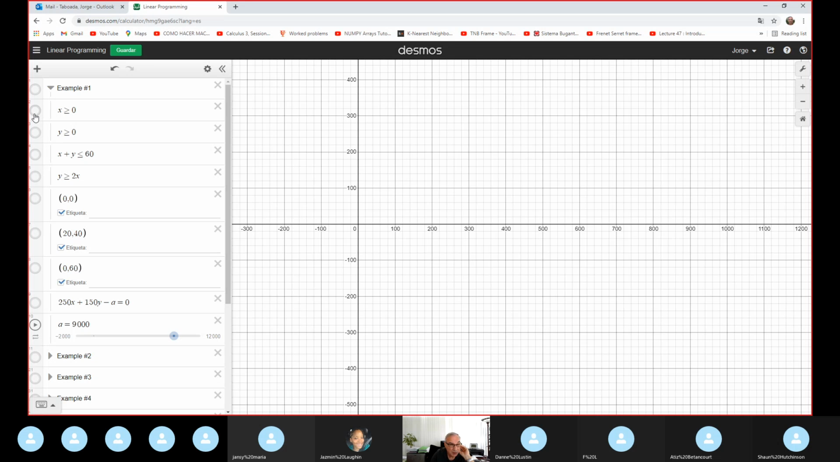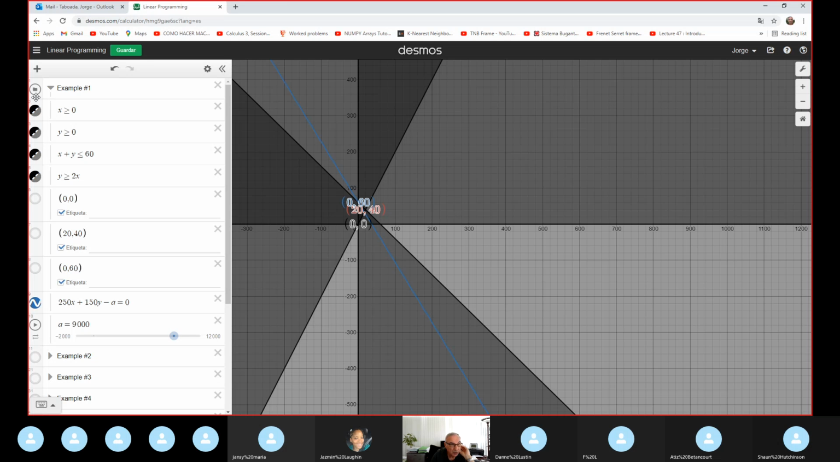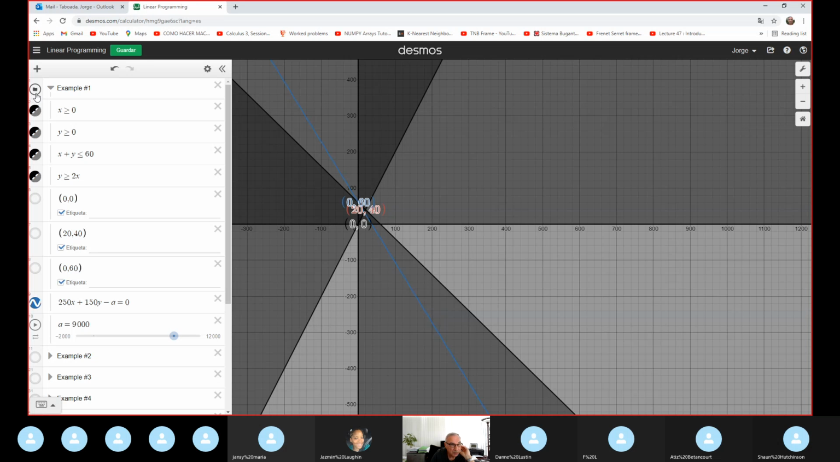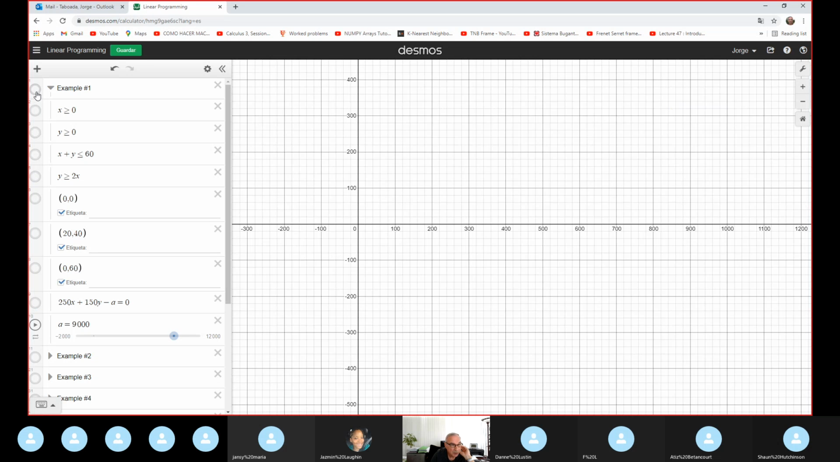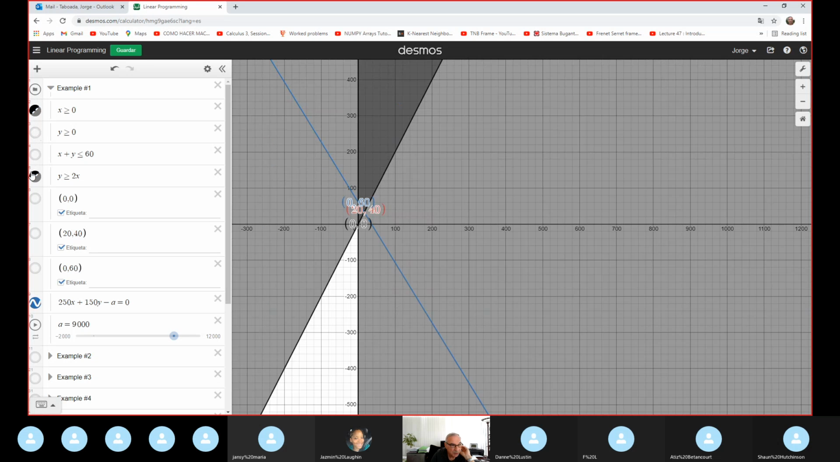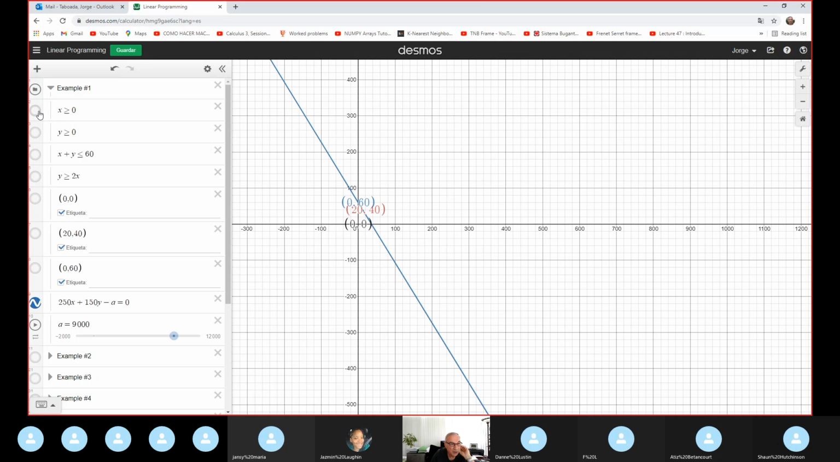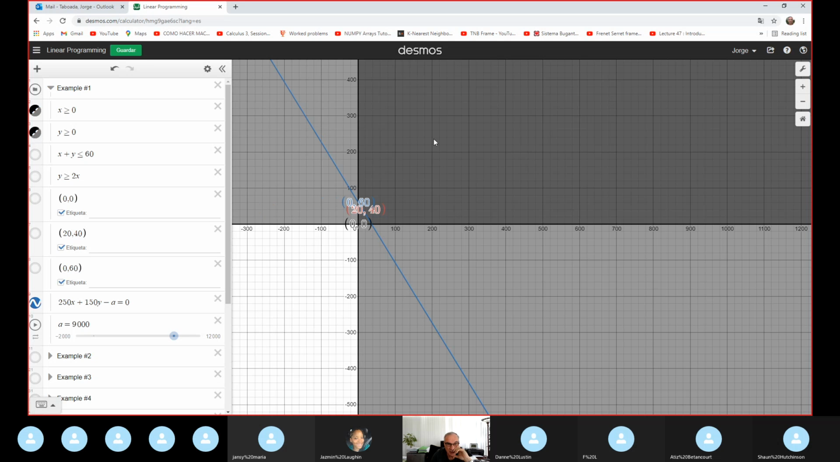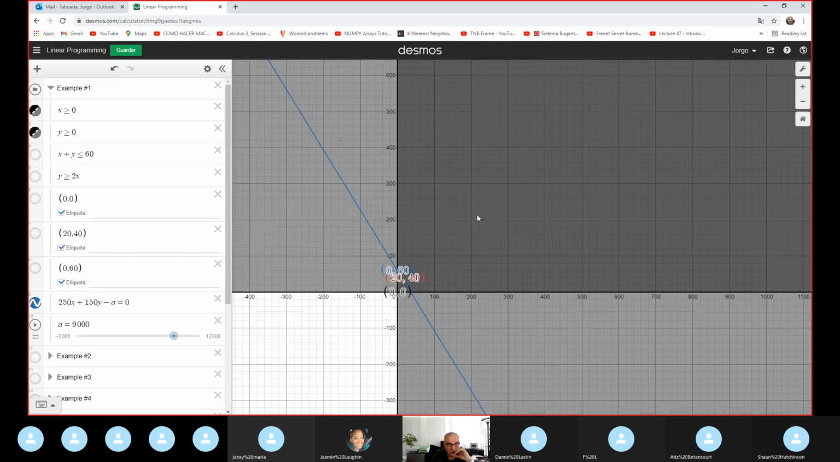For example, let me try to interpret this idea. X greater than or equal to 0, not too much. Okay, let me enable this and analyze one by one. Greater than or equal to 0 is that part. So only x positive. Now, y only positive. Look at that. It's the first quadrant. It's obvious.